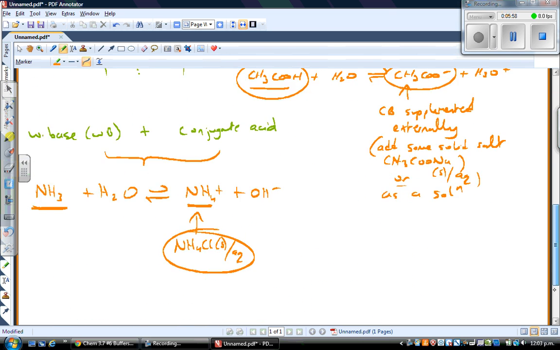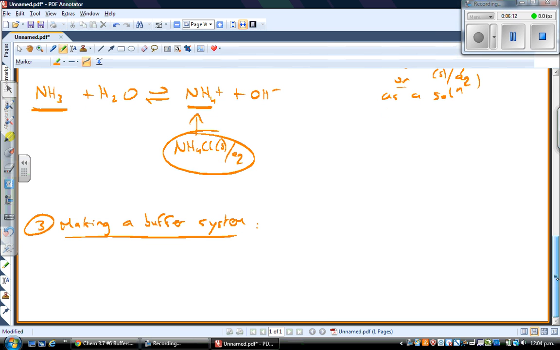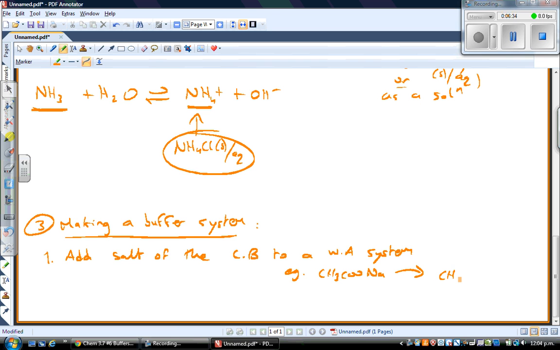So part 3, just how to make a buffer system. Making a buffer system. So 2 ways. The first way is just like I've been talking about. Number 1, you add the salt of the conjugate base to a weak acid system. Okay, so example, sodium ethanoate being added into ethanoic acid.